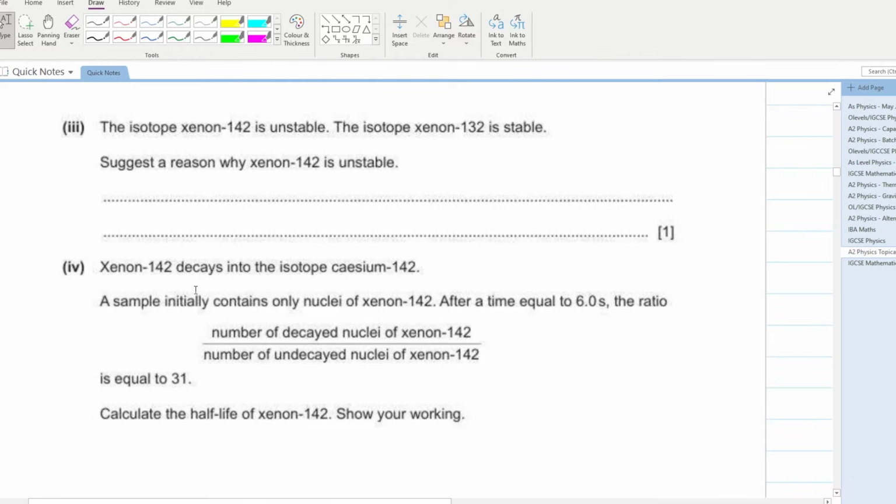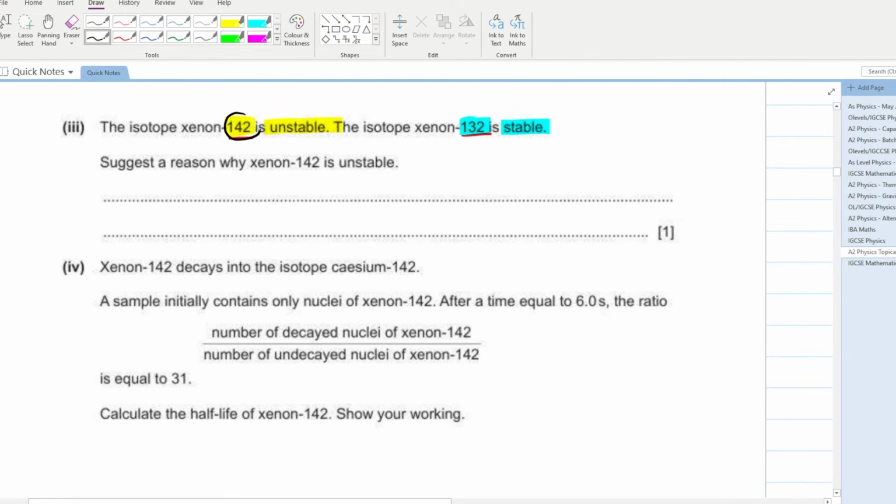The isotope xenon 142 is unstable and xenon 132 is stable. Suggest a reason why xenon 142 is unstable. The reason is quite obvious and listed in the first line. Xenon 142 is unstable and xenon 132 is stable. Okay. Why is xenon 142 unstable?